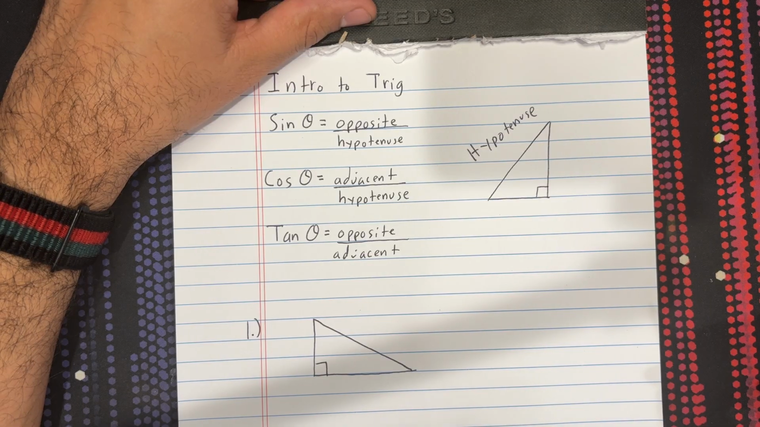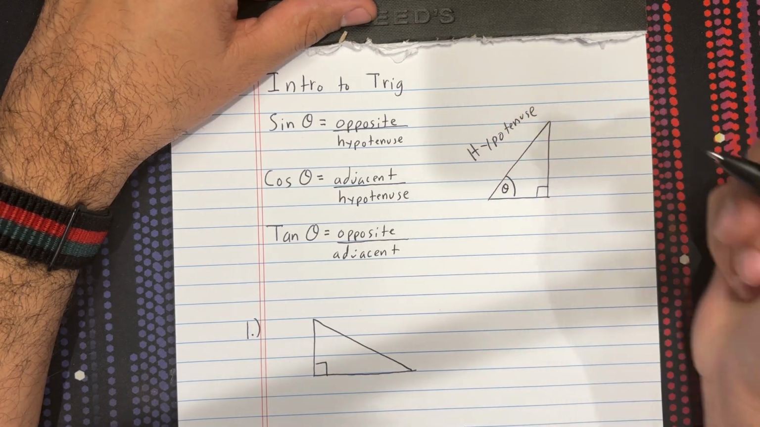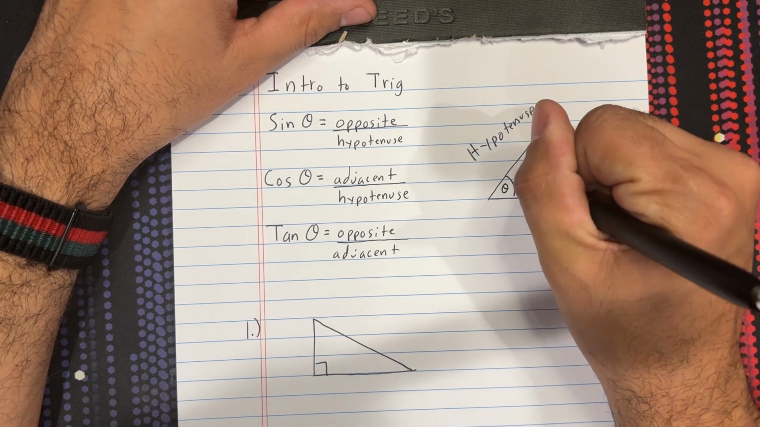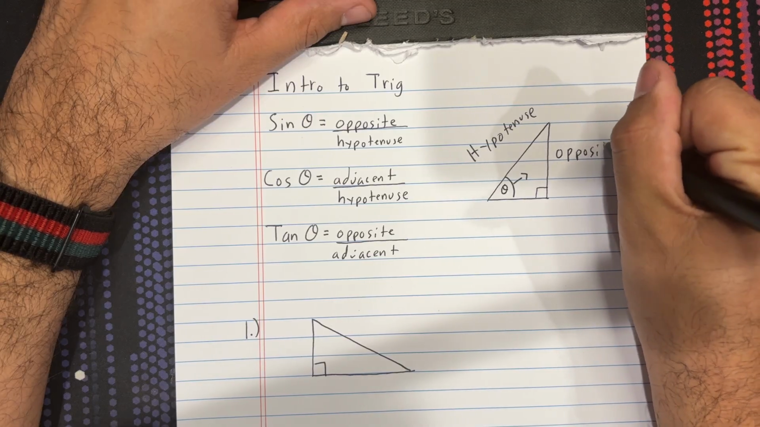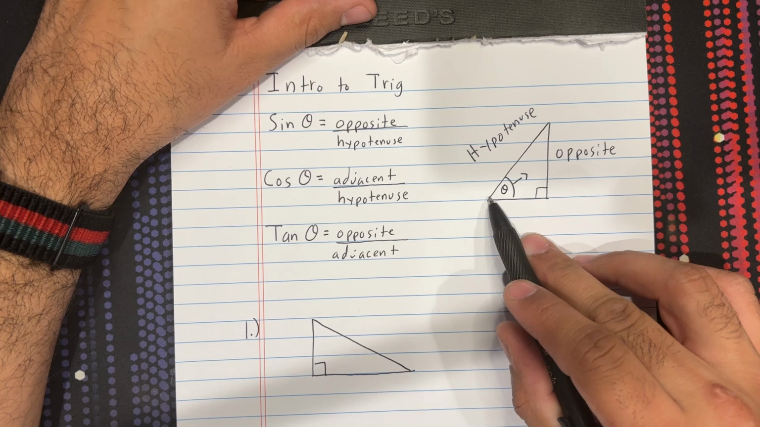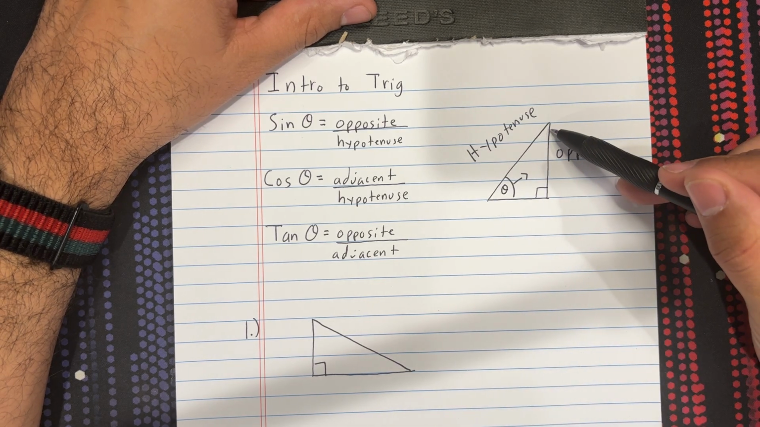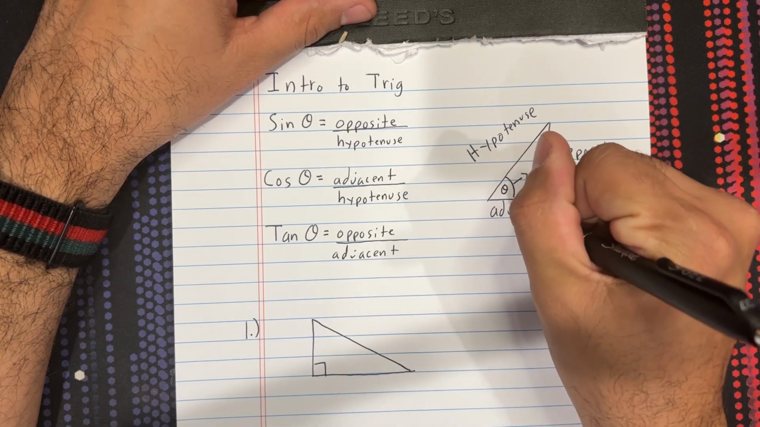Now, the opposite and adjacent sides are determined by where the angle of reference is located. In this case, I'm going to make our angle of reference here. And the angle of reference is always going to be facing the opposite side. So it's always in the opposite. If the angle of reference is on the left, the opposite side will be on the right. If the angle of reference was up here, then it would be towards the bottom. And this is the adjacent.